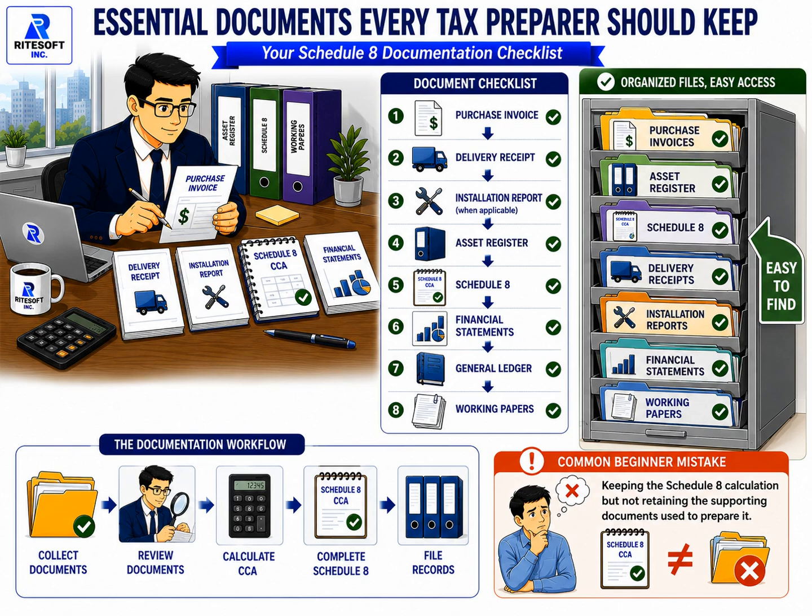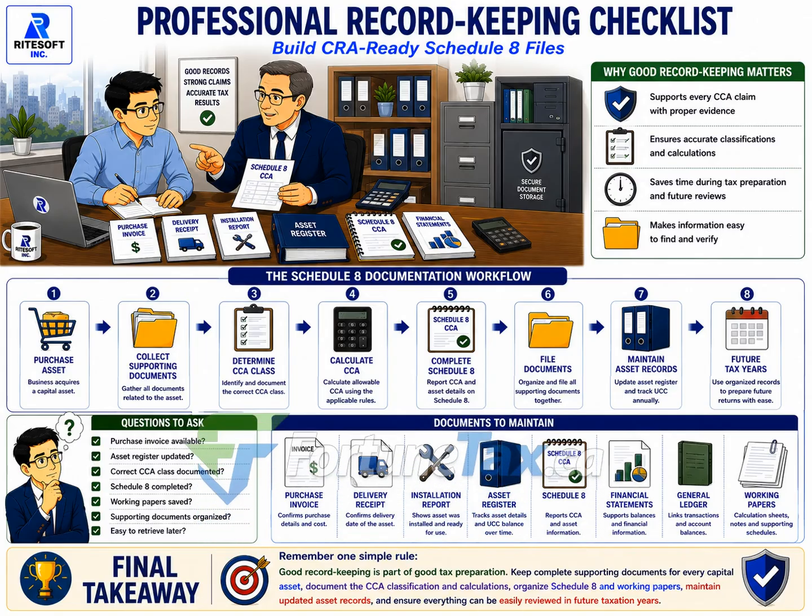Developing this habit of organized record keeping will save time, reduce errors, and help ensure that every capital cost allowance calculation remains accurate and well supported year after year. Good record keeping is one of the habits that separates experienced tax preparers from beginners. An accurate capital cost allowance calculation is important, but it is only part of the job. Professional tax preparers also ensure that every calculation is supported by complete, organized records that can be easily reviewed in future taxation years. Let's summarize the complete documentation process.